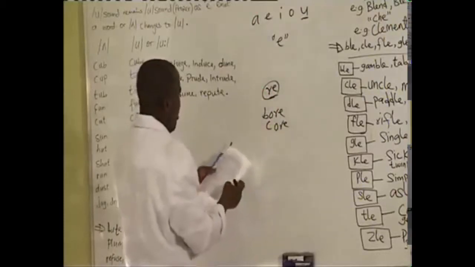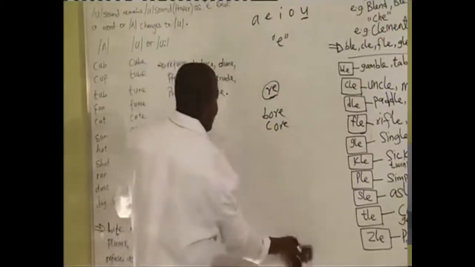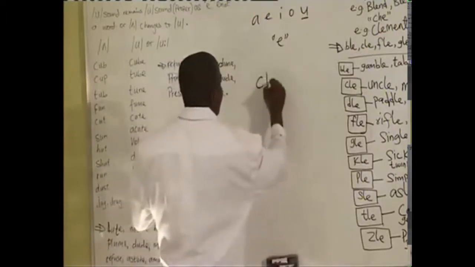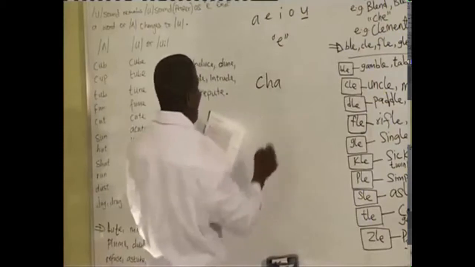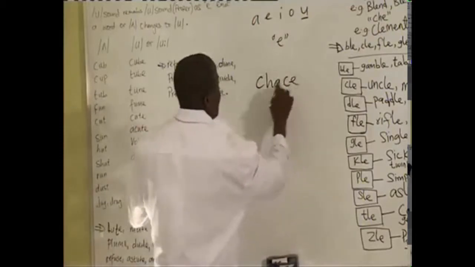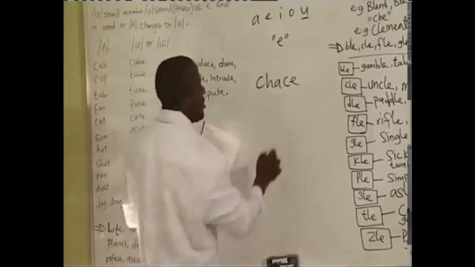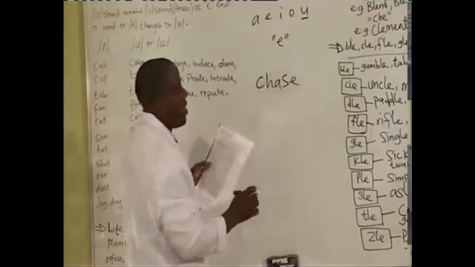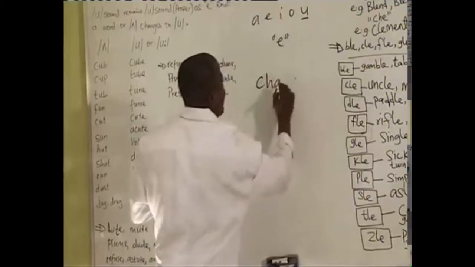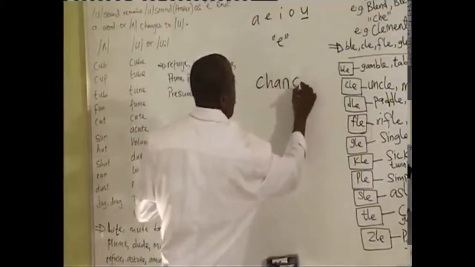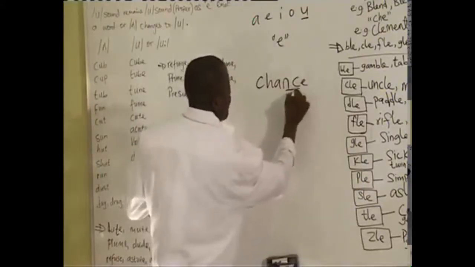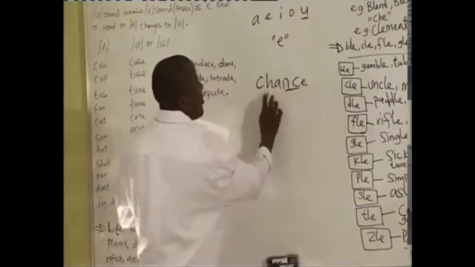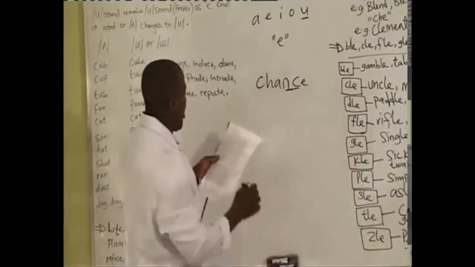We also have double consonants that disobey the rule. What do I mean? For instance, if you have a word like this, this is what? Chase. But because there is a consonant, N, before the C-E, you discover that we have two consonants here, is it not so? Yes. So this E cannot change this vowel. So this becomes what? Chance. Call it chance.